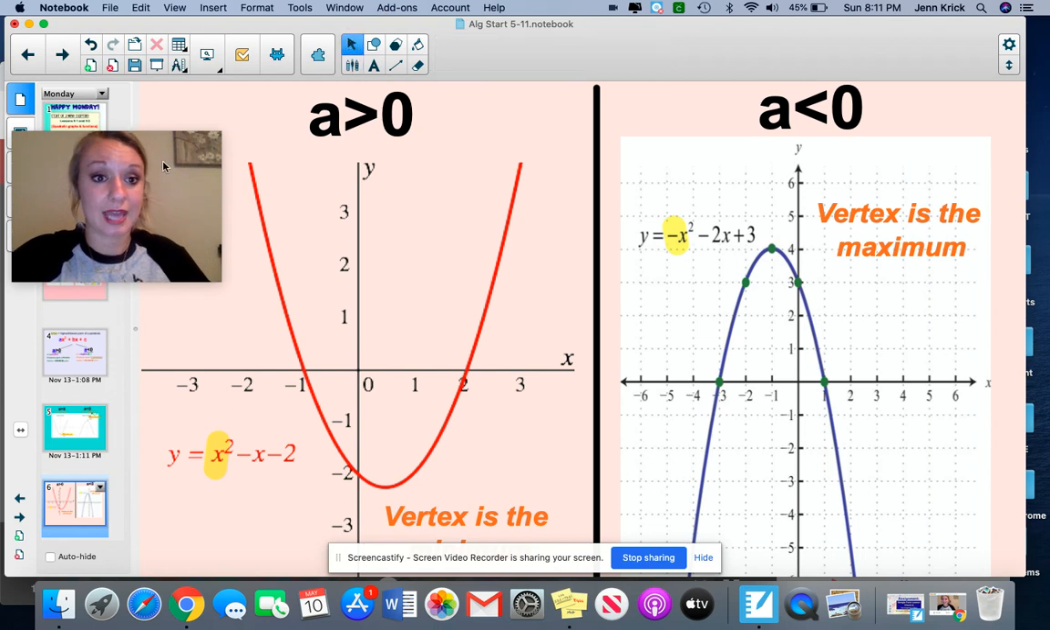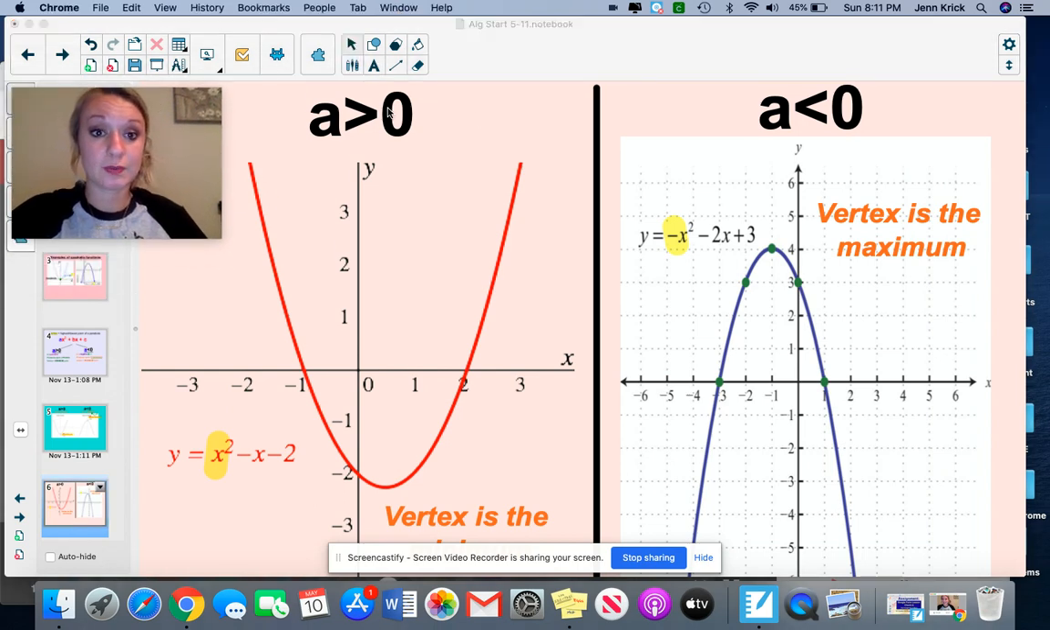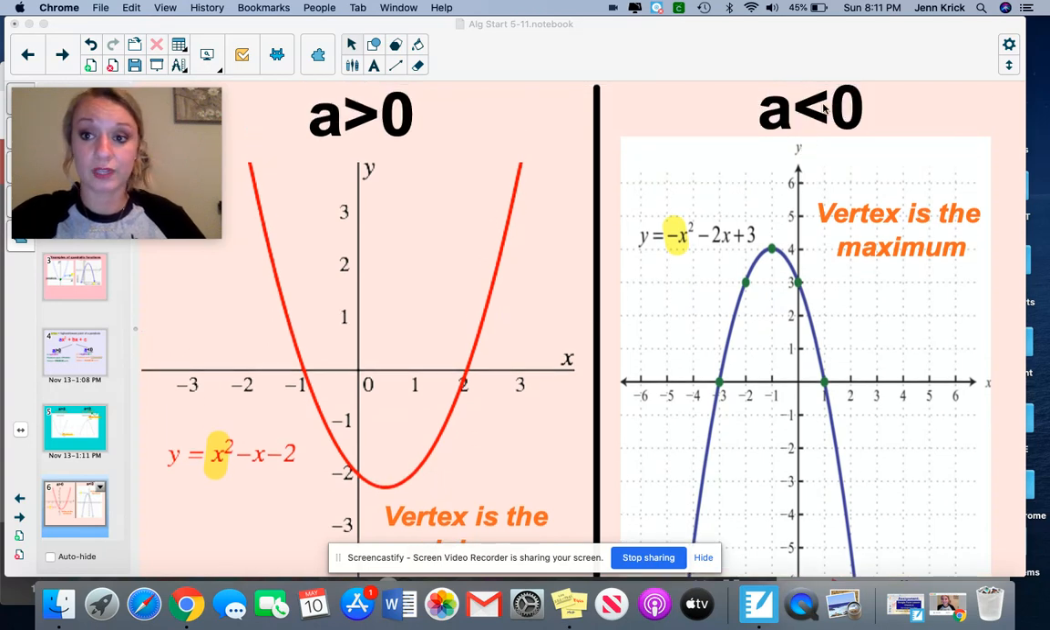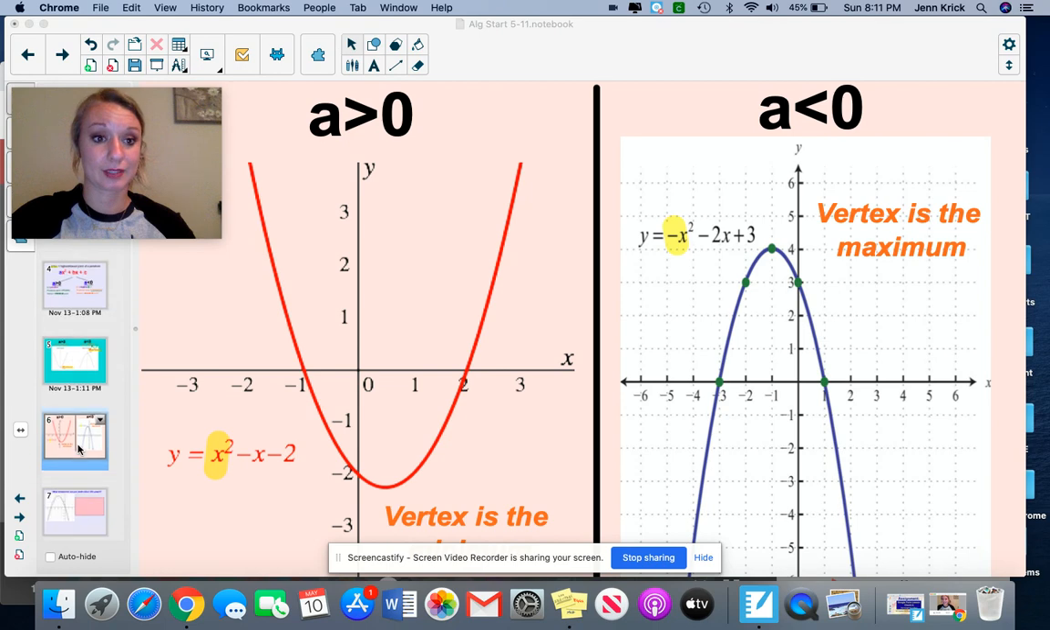Let's look at this side by side, and you're going to want to start taking notes and sketching this down. So in this graph, a is greater than 0, which means it's positive because this opens upward. Therefore, your vertex is at the bottom, and it's the minimum point. Over here, if a is less than 0, meaning that it's negative, it's going to open downwards, and your vertex will be the maximum point.